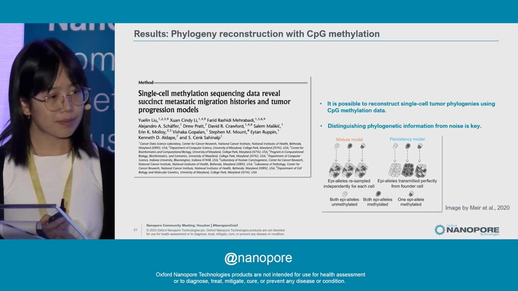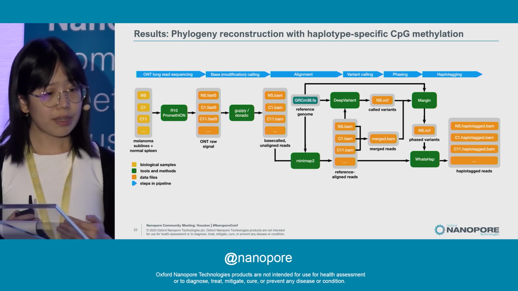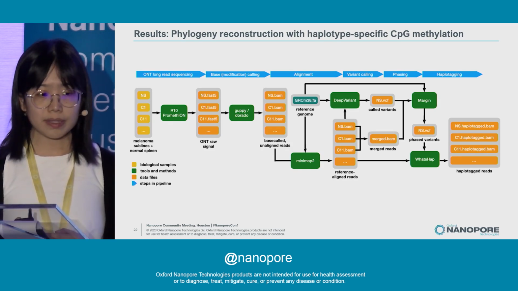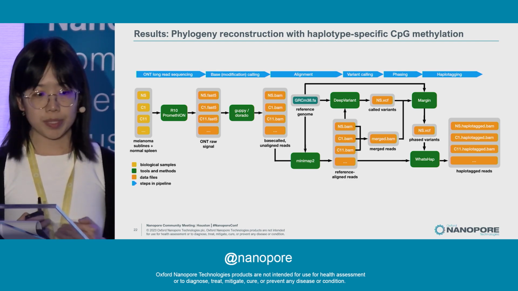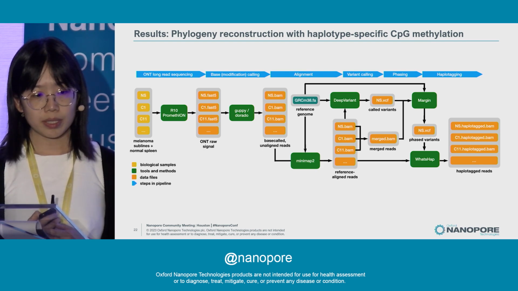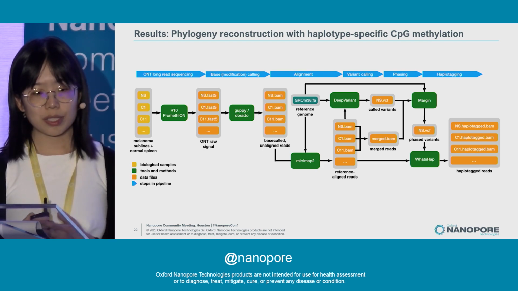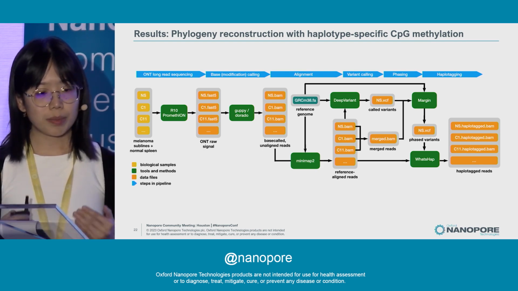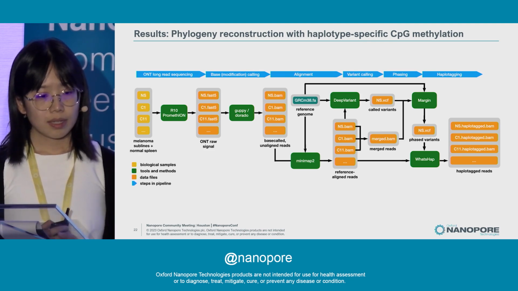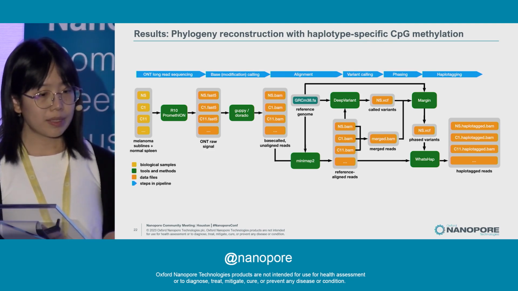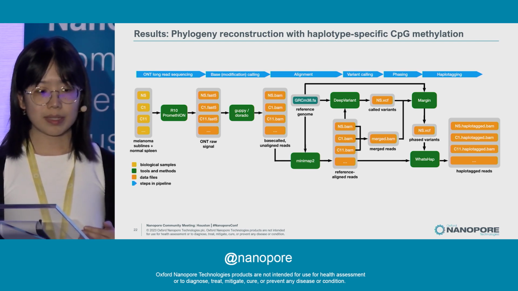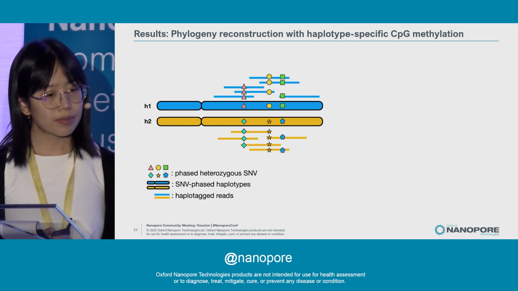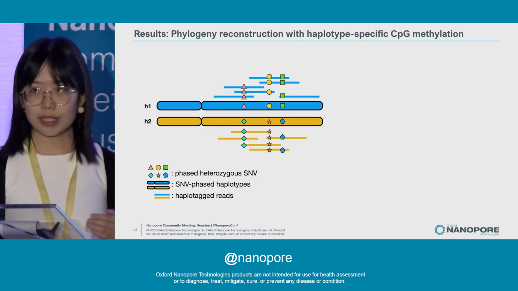So it turns out the ability to perform haplotype phasing with Nanopore long reads, and subsequently the ability to obtain haplotype-specific CpG methylation information, is a great asset in distinguishing signals from noise when we try to build methylation-based phylogenies. We put together a computational pipeline to obtain haplotype-specific CpG methylation information from the sublines, as well as a normal control. So here's a diagram visualizing what happens.